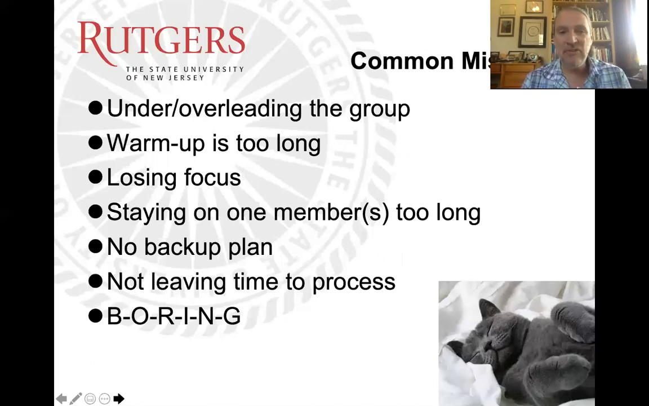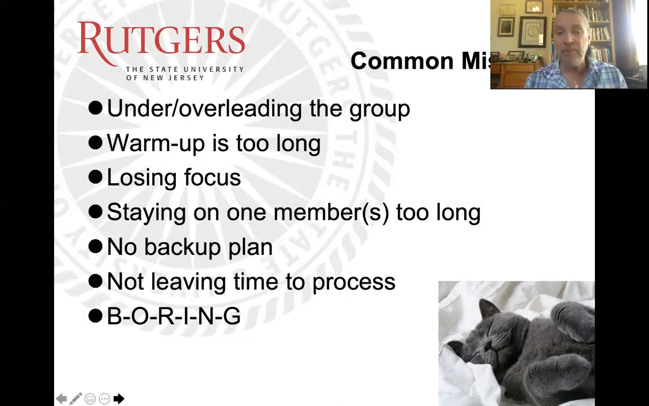So common mistakes that are made: overleading the group. It shouldn't be like a teacher in grade school in a class with everybody facing them. The warm-up is too long. We take too long to get down to business. That's an avoidance thing. We lose the focus somewhere along the way. Staying on one member too long, which is kind of like therapy with an audience, try to avoid that.